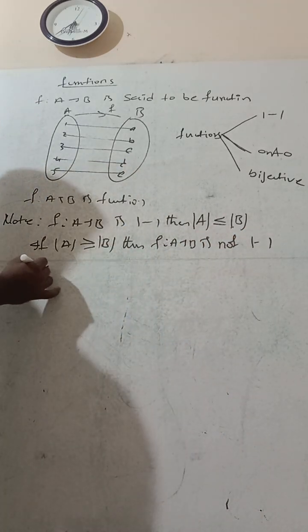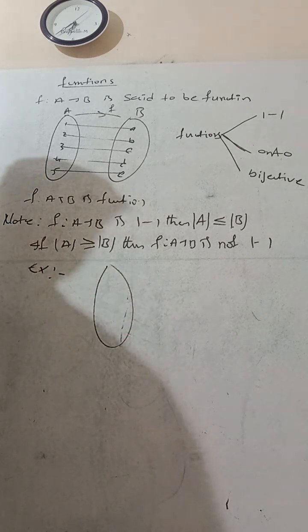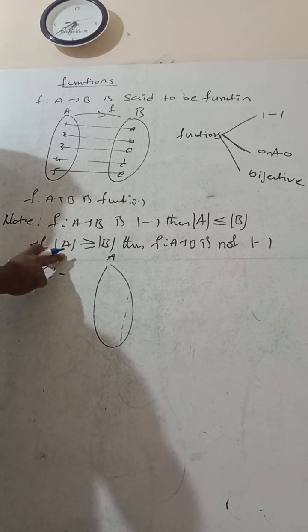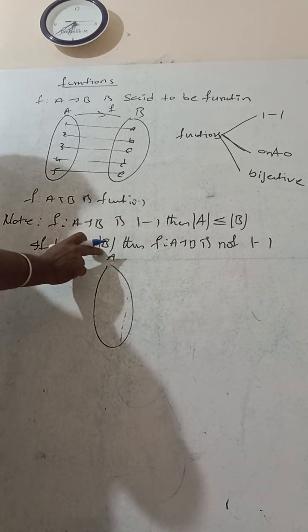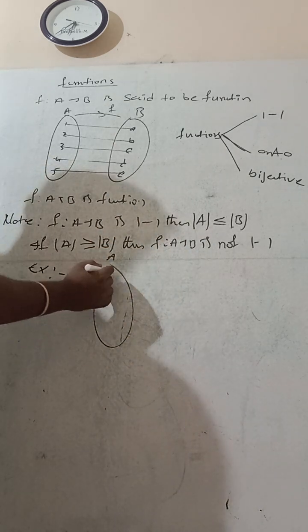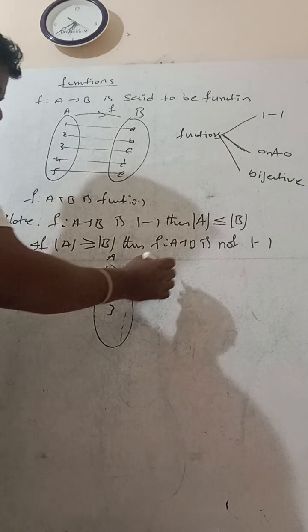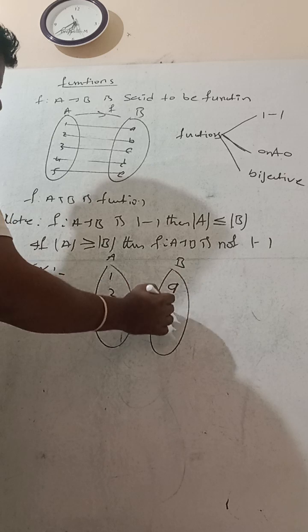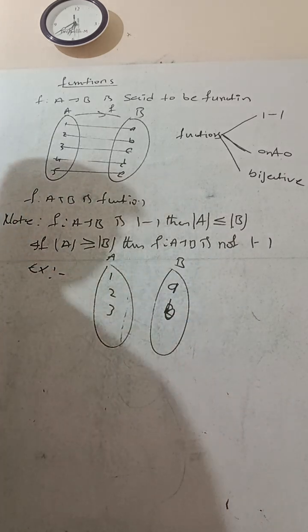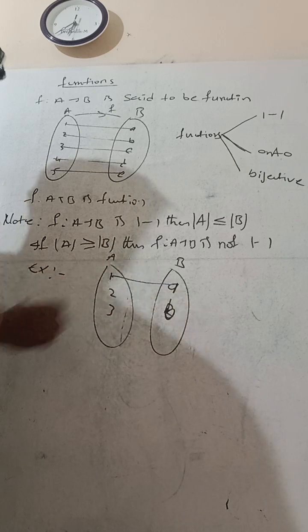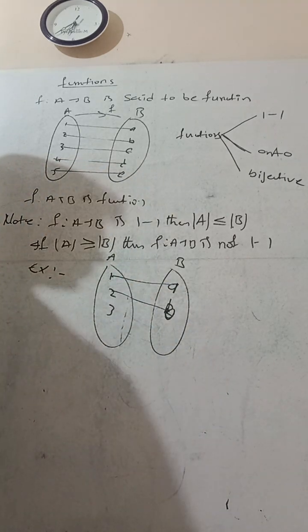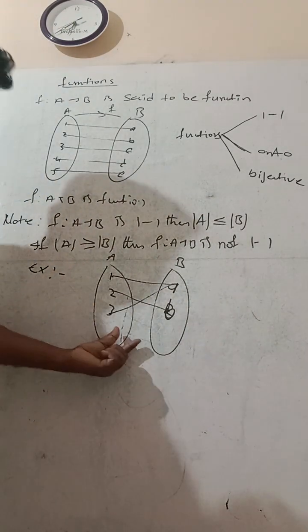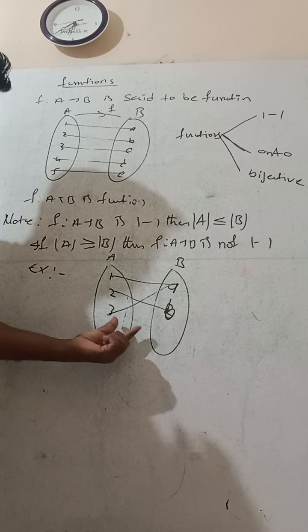Why? Let me take an example. The notation mod A means the number of elements in A, and mod B means the number of elements in B. I am taking A as 1 2 3, three elements, and B as a b, only two. Here 1 goes to a, 2 goes to b, and 3 goes to a. So what do you observe? This relation is a function.